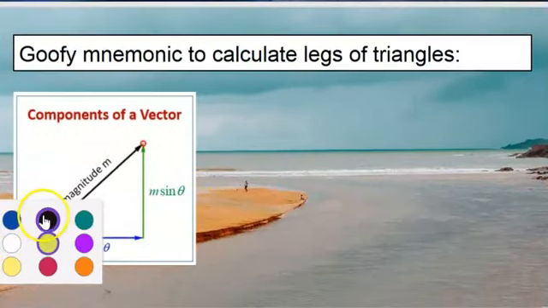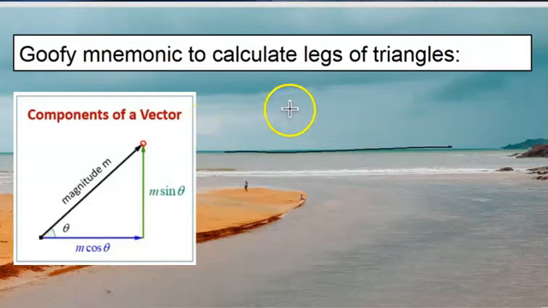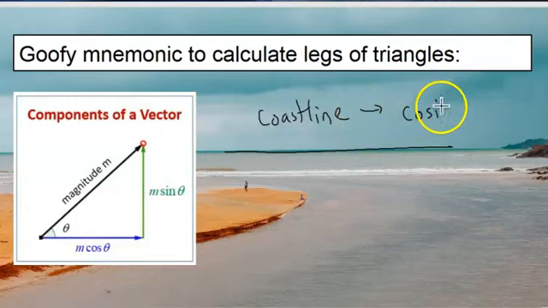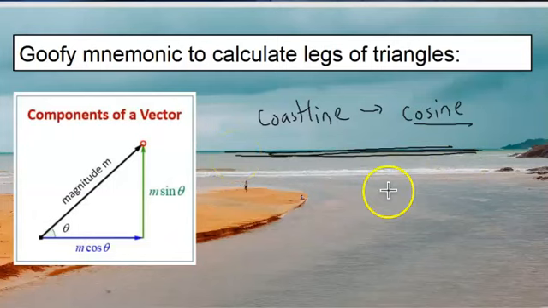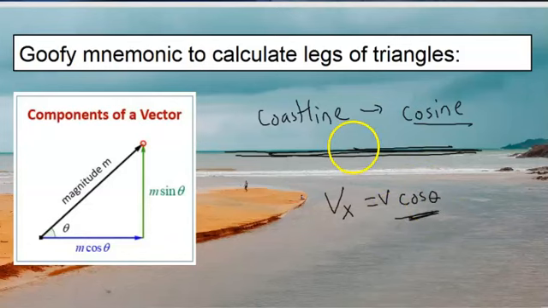Okay, this is a coastline, which if you delete some letters, you get cosine. Coastlines are horizontal. So if you want to know how much of your speed is horizontal, that's going to be V times the cosine of theta. And that's your coastline.